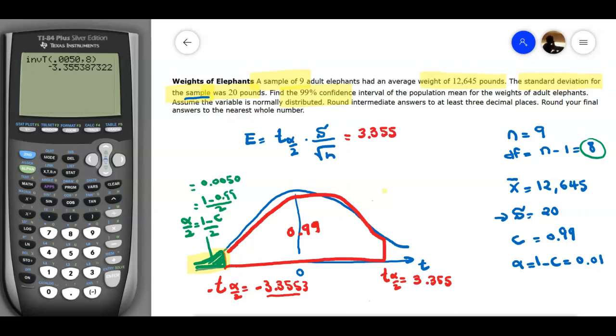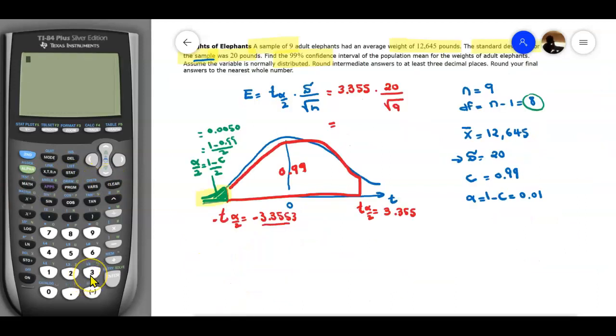So then if I go to my error, this is going to be 3.355 multiplied by the S, which is 20, divided by radical 9, and let's try to do this. So it's going to be 3.355 times 20 divided by radical 9, which is 3. Enter, and this is going to be 22.367.